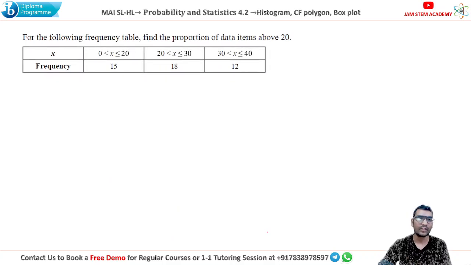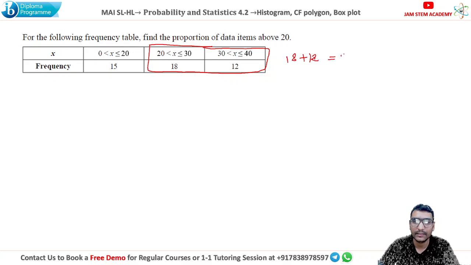Okay. Now, a few more questions. It says for the following frequency distribution, find the proportion of the data items above 20. So, how many values are there which are more than 20? What you can do here is simply look at the table and go to that part where observations are more than 20. Here, so 18 plus 12, 30 is the answer, right? So for this table, you can see a total of 30 items are above 20.